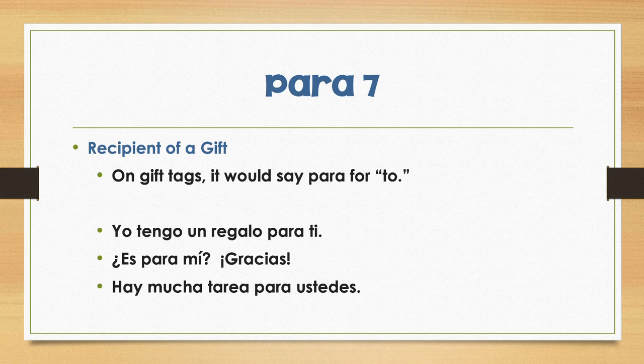Number 7, a recipient of a gift. So on a gift tag, it would say para, for or to. Yo tengo un regalo para ti. I have a gift for you. Oh, es para mí? Gracias. It's for me? Thank you. Hay mucha tarea para ustedes. There's so much homework for you all.